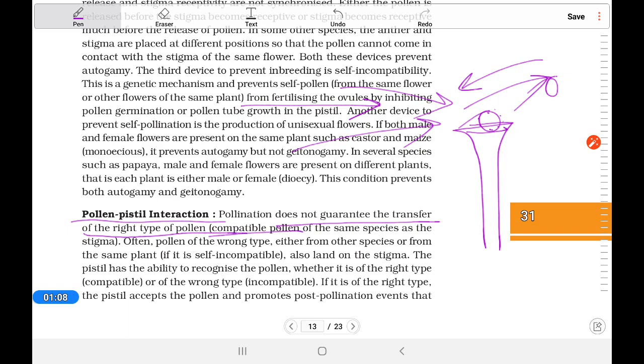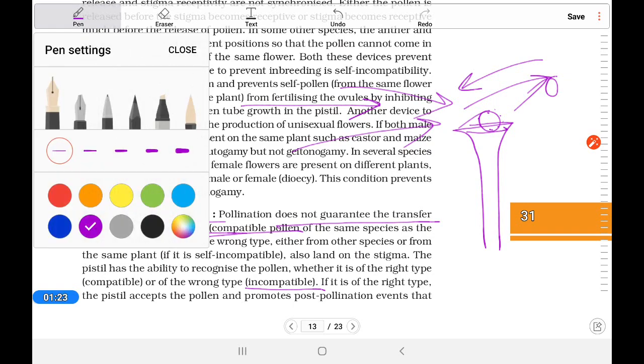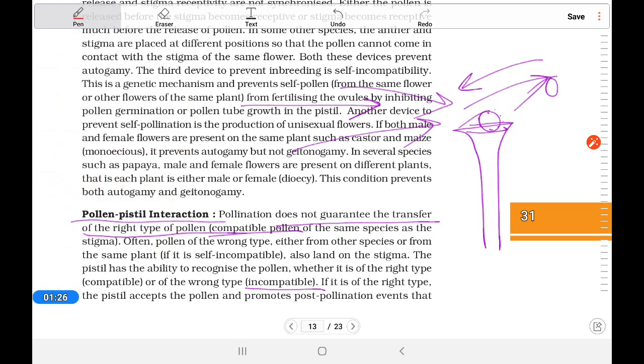so we have to use the terms compatible pollen and incompatible pollen here. You can see that the pollen may be of the wrong type: either it is from another species, or it can be the same species, but here self-incompatibility is there. It means the same plant, but it will not fertilize.